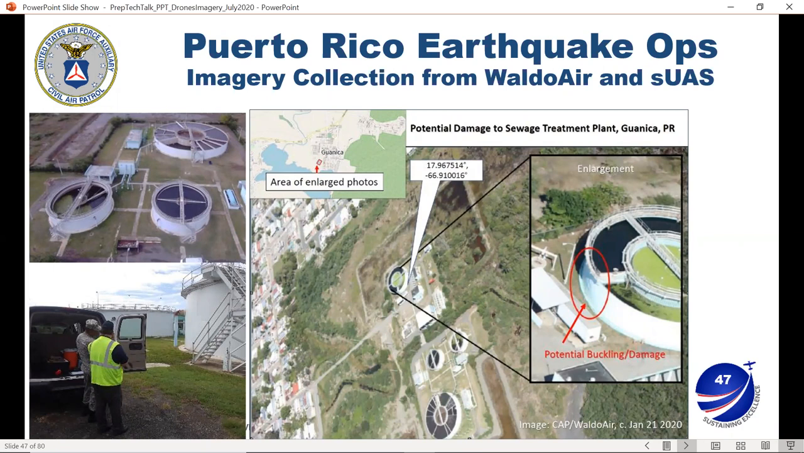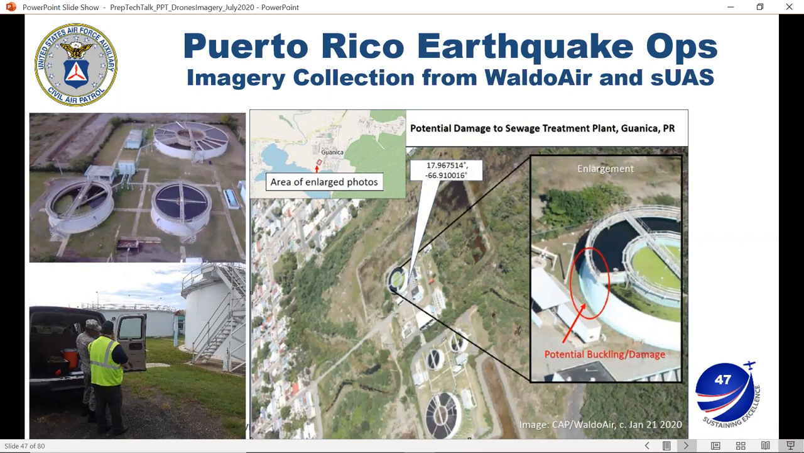In this case, this was a cooperation between an aircraft crew using the Waldo XCAM sensor, which produces very high resolution 3D models. They identified a potential buckling in a sewage treatment plant's containment tank. We dispatched a UAV team, which was there within 20 minutes and overhead shortly after. They determined that the buckling was not a structural issue, and that the tank was safe and no evacuations of the nearby subdivision was required.